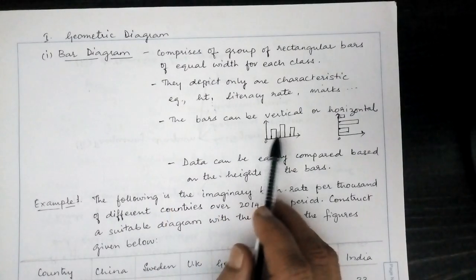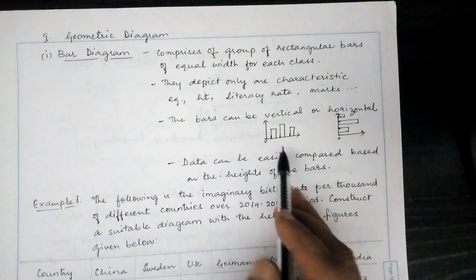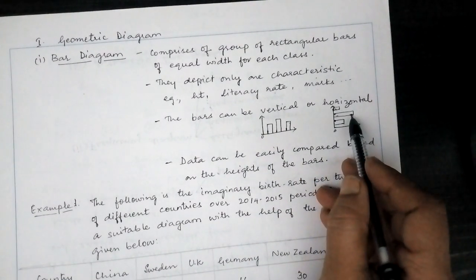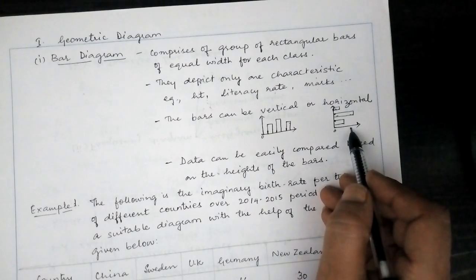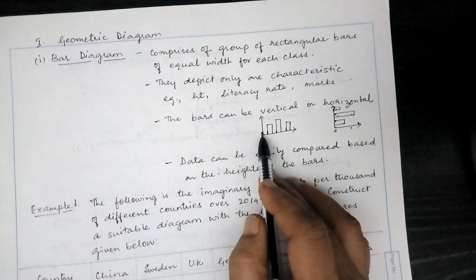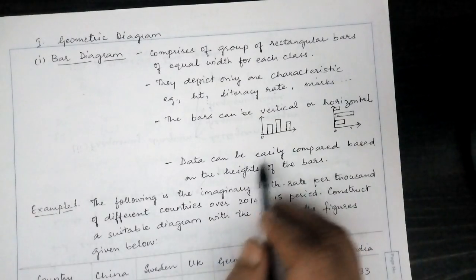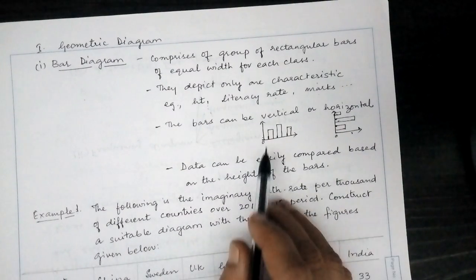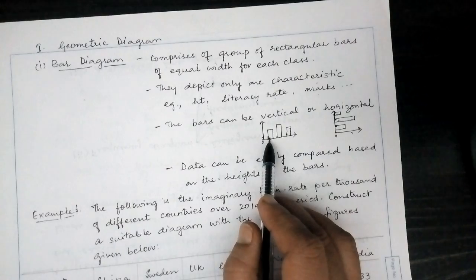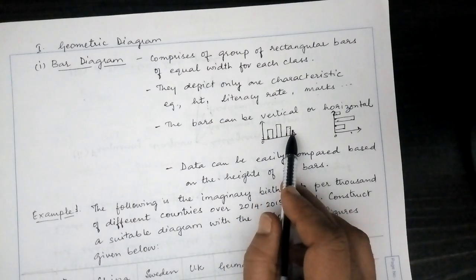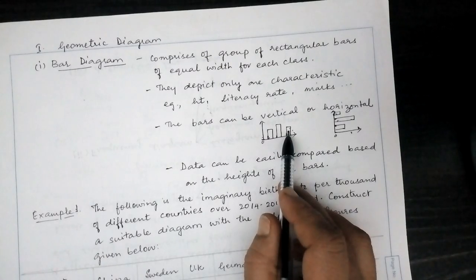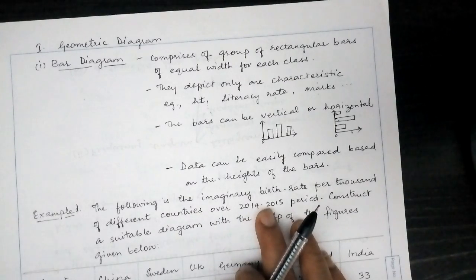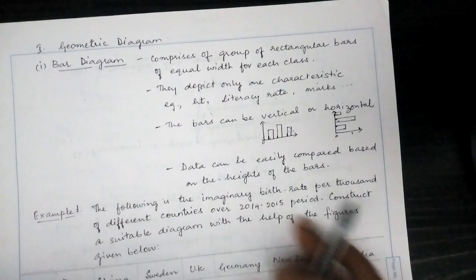Then the bars can be vertical or horizontal. This is a vertical way of representing the data, and this is the horizontal way of representing the data. However, the vertical way of presenting the data is more popularly used. Data can be easily compared based on the heights of the bars. Since the heights represent the characteristic, the height will help us compare the different data presented in this bar diagram. So let's go into an example as to how to draw a bar diagram.